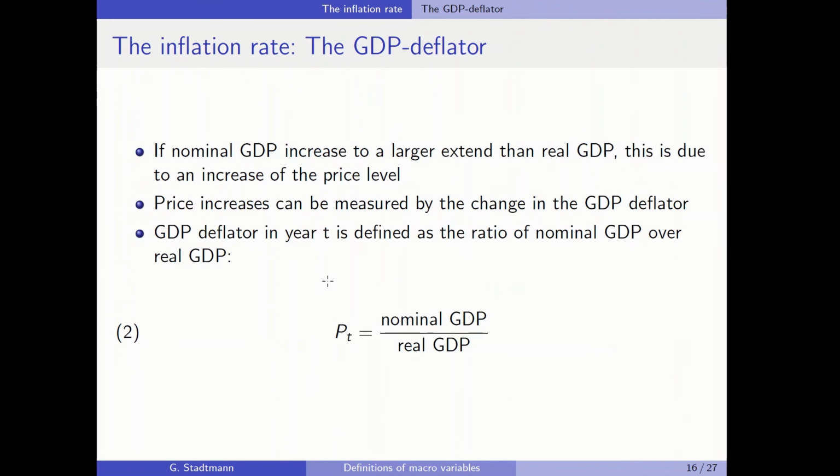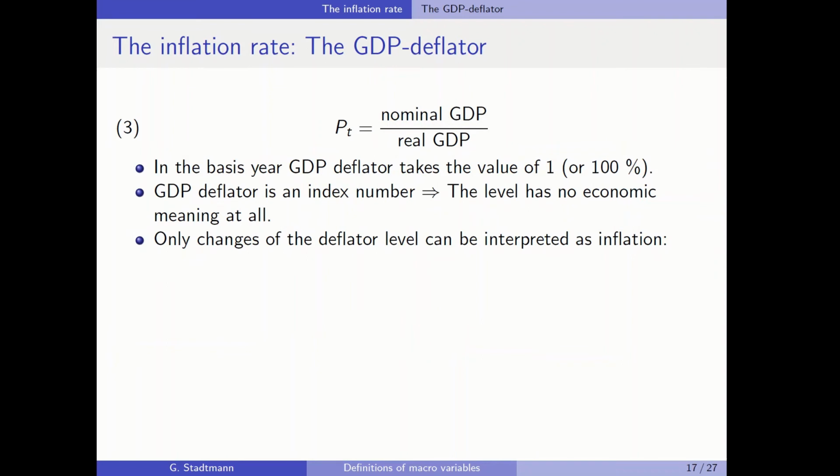If the nominal GDP increases to a larger extent than real GDP, this is due to an increase of the price level. The price increases can be measured by the change in the GDP deflator, and the GDP deflator in the year T is defined as the ratio of nominal GDP over real GDP. So here the GDP deflator is defined in equation 2. In the basis year, the GDP deflator takes a value of 1 or 100%. The GDP deflator is an index number, which implies that the level has no economic meaning at all. We can only interpret changes of the GDP deflator as the inflation rate.